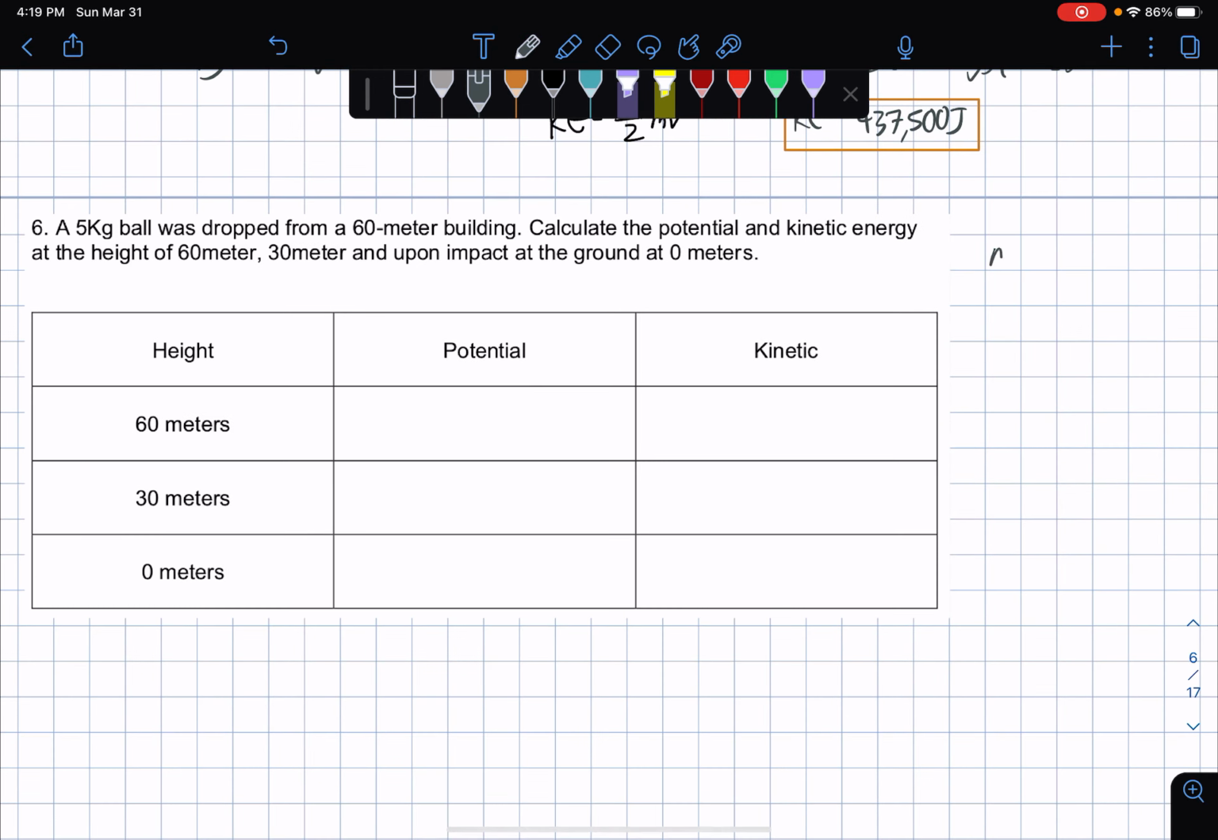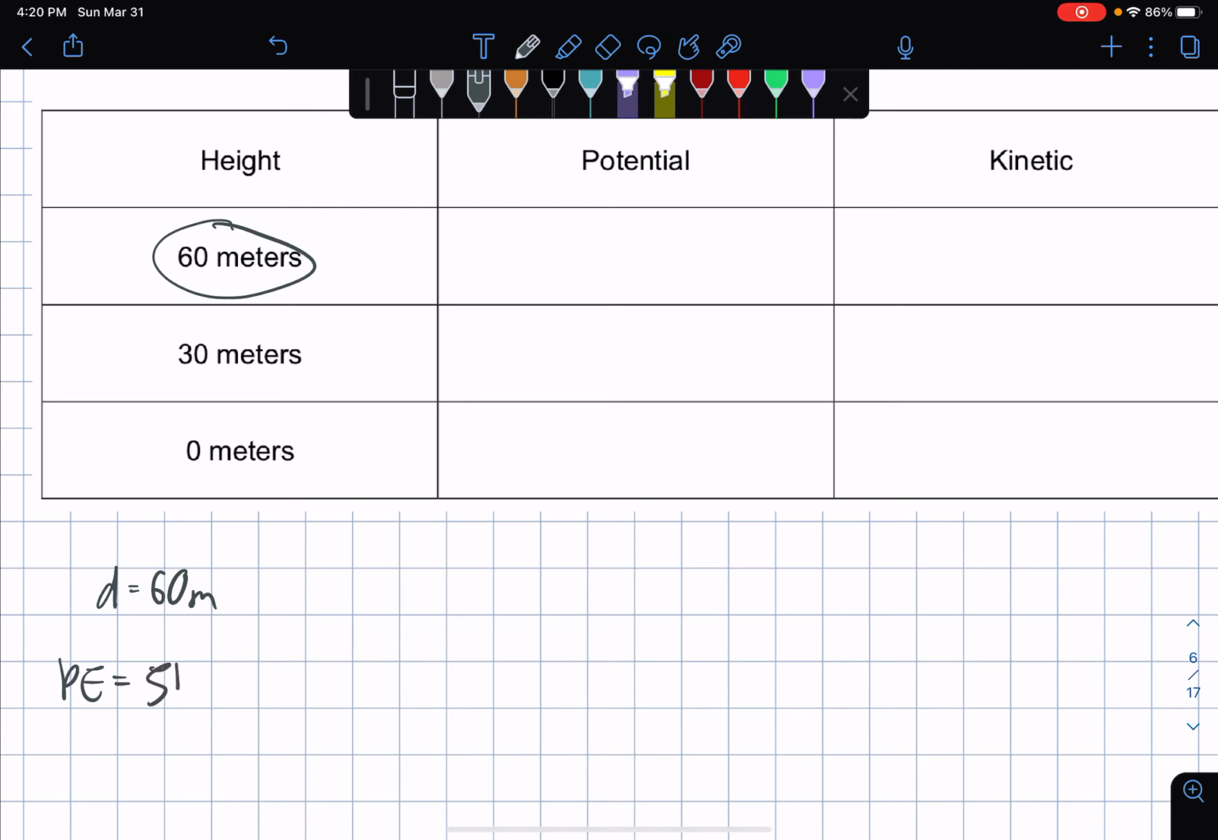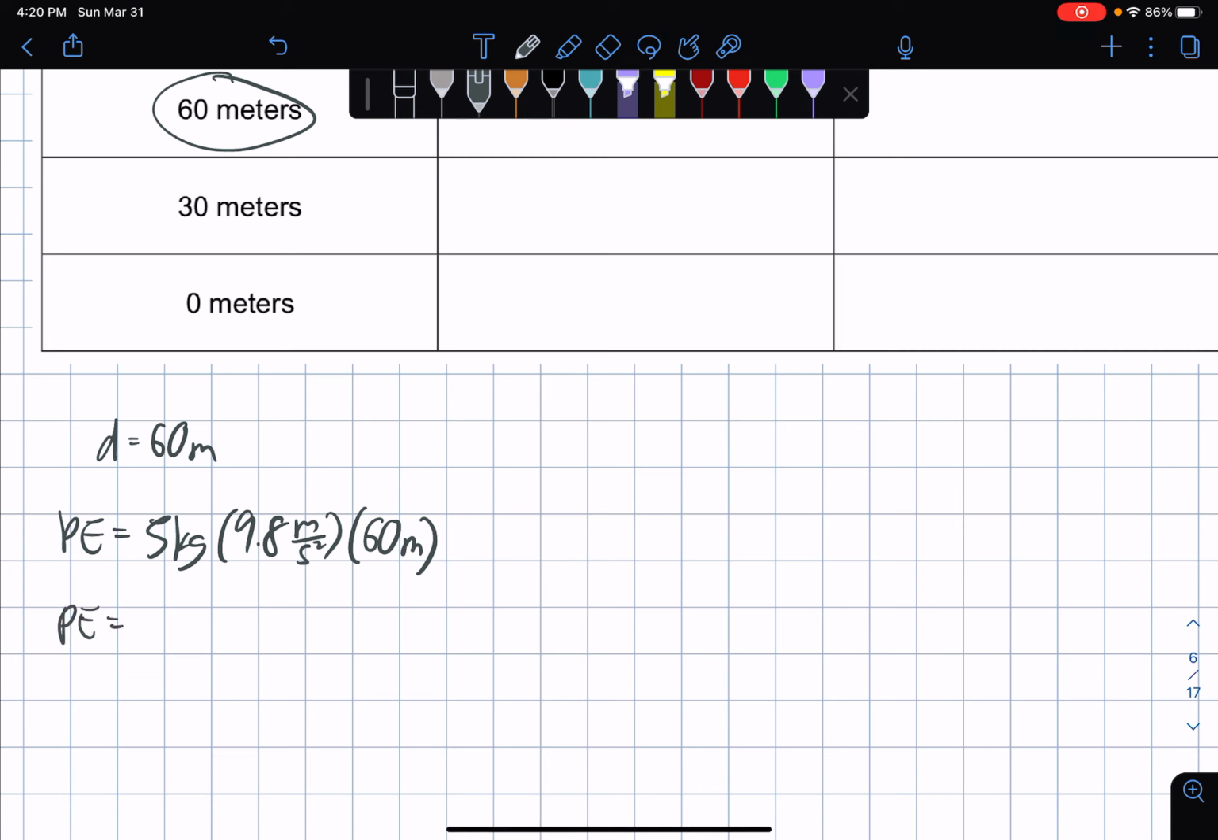So provided we have 60 meters, let's look for the PE. PE is equal to mgh. Mass is what? 5 kilograms, right? And then we have the gravitational acceleration, which is 9.8 meters per second squared. The height is 60 meters. Again, if we're looking for PE, the given distance is what we're going to use. We don't have to do any extra step. Okay, so 5 times 9.8 times 60, that is 2,940 joules.